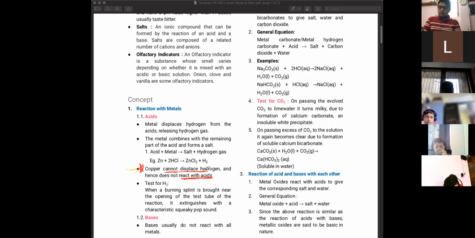Also, the same applies to silver and gold. Should we add copper, silver, and gold? You can. Silver, gold, platinum. There are a few metals. Mainly silver and gold are not seen in reactions. Usually they're not mentioned because they don't react the majority of the time, especially gold and platinum. There's hardly one or two reactions that you'd come across with extremely strong acids.